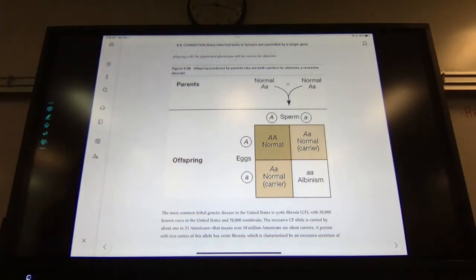A capital letter is referred to as the dominant trait. So if that dominant trait even has one gene, all genes come in pairs, so you get 2 copies of every gene, one from each parent. But if you got one dominant gene from any parent, you will show the dominant trait.